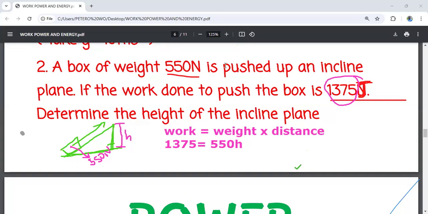Okay, so what we do after here is to divide through by 550 on both sides. When these cancel, which height do we get? Those with calculators can help us.